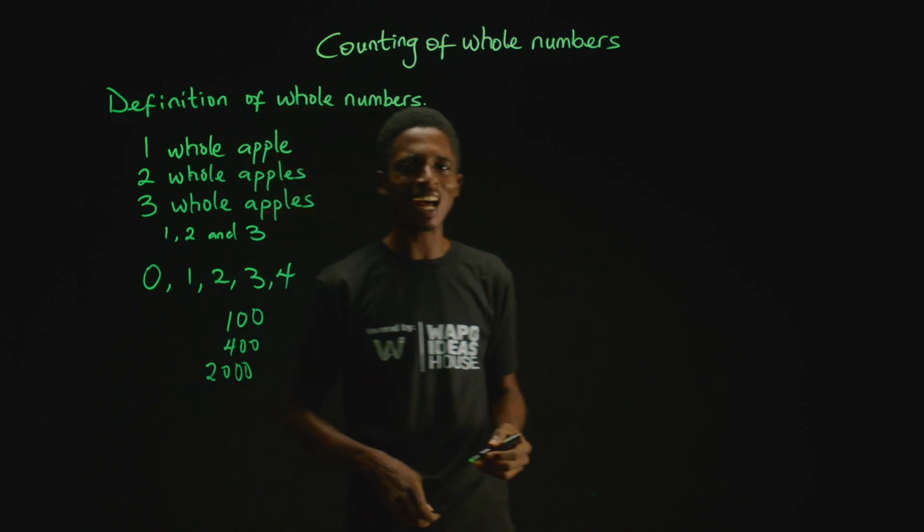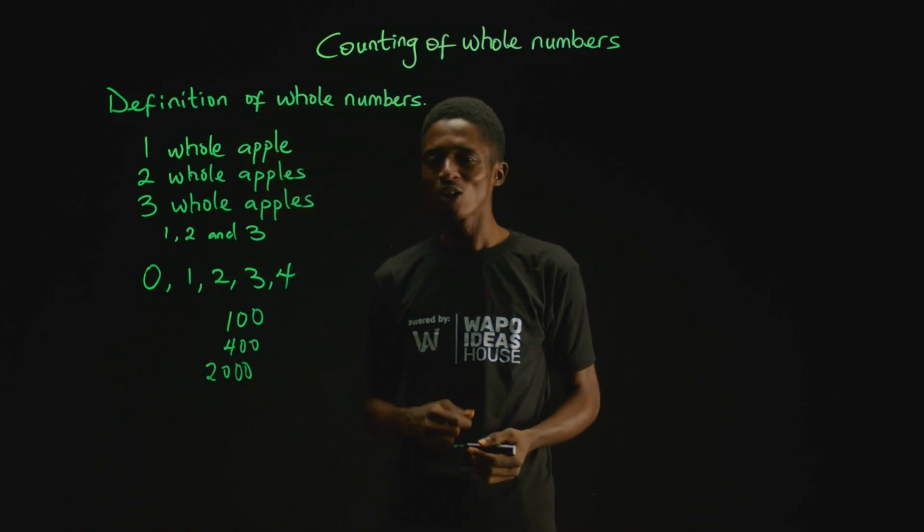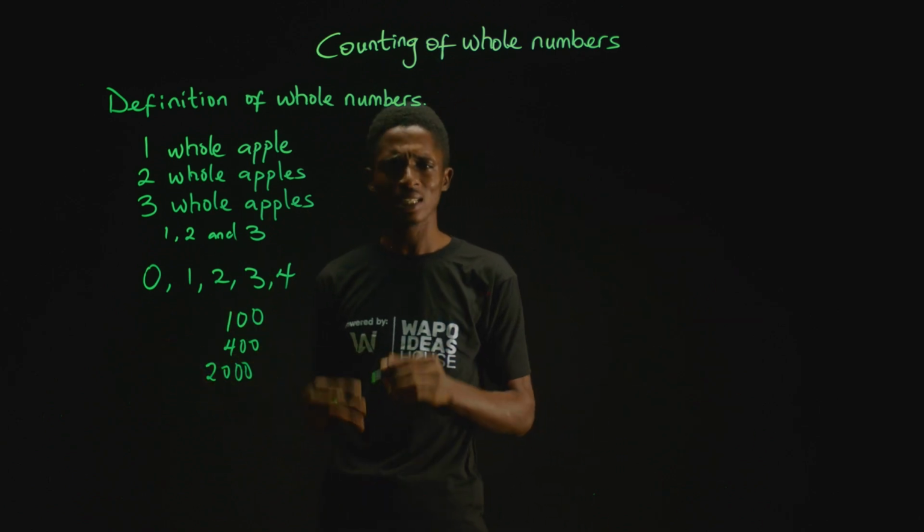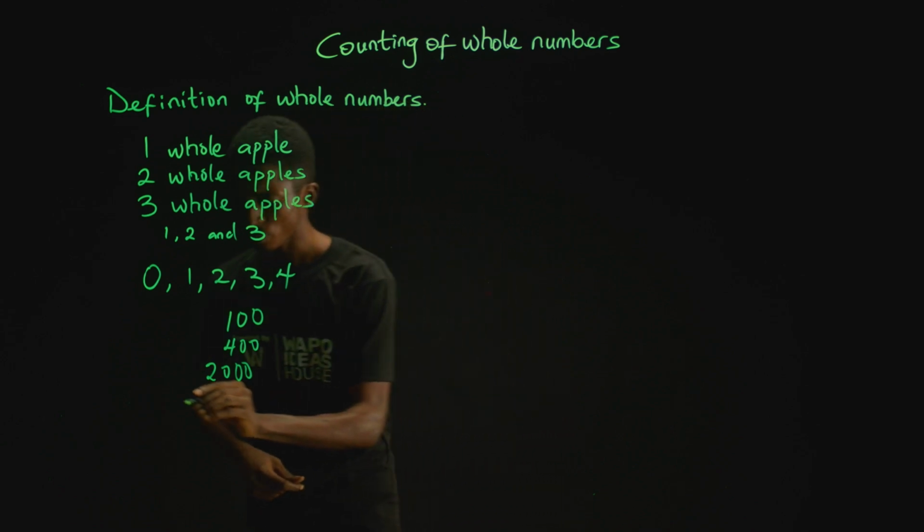2,000. Now imagine having 2,000 apples. That would be a lot of apples. So whole numbers generally are numbers that are complete. Let's write down the definition.